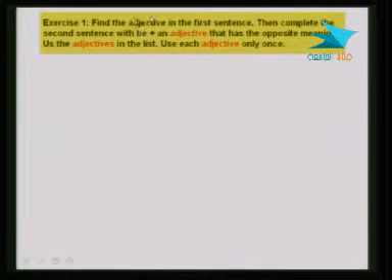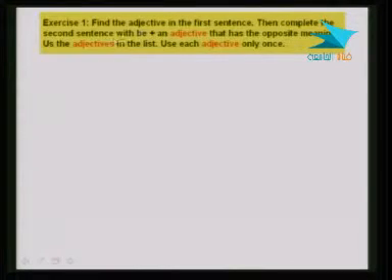It says, find the adjective in the first sentence. Then complete the second sentence with be plus an adjective that has the opposite meaning. Use the adjectives in the list. Use each adjective only once. All right. So what we are going to do is to find the adjectives, يعني نبحث عن الصفات, in the first sentence في الجملة الأولى.